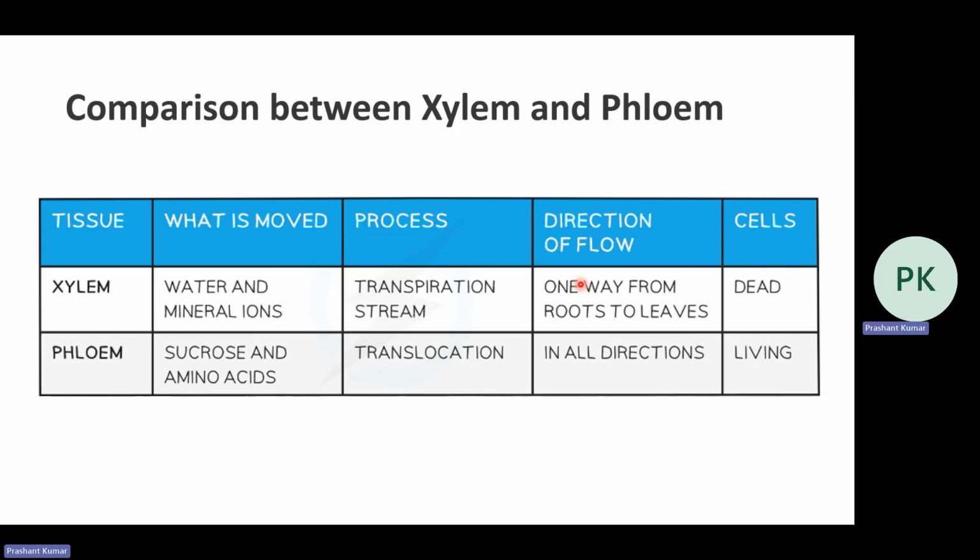When you have to compare xylem and phloem, you can talk in terms of what is moving, the process, the direction of flow, and whether they are dead or living. In xylem, water and mineral ions are moved. In phloem, sucrose and amino acids are moved. Process: in xylem, the water molecule is moving under the transpiration stream, whereas translocation is the term used for movement of food material. Directional flow is always one way in the case of xylem and multi-way in the case of phloem. Xylem is dead tissue and phloem is living tissue.